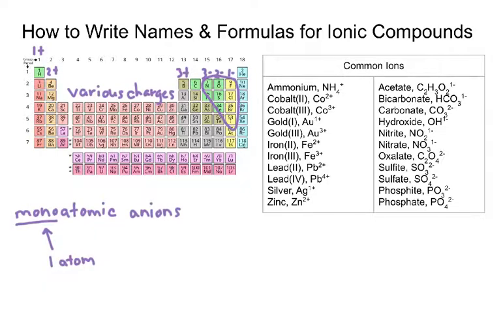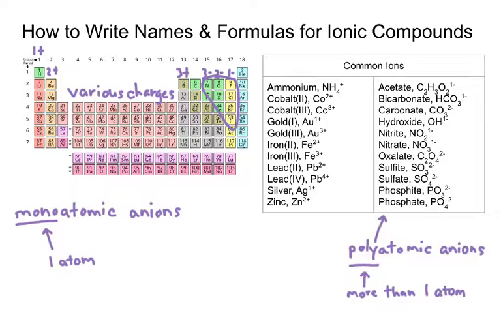These are called monoatomic anions because they're made of just one atom. In contrast, polyatomic anions will have more than one atom, and these can be found on a common ion reference sheet. Many polyatomic anions will contain oxygen, and they'll end in either ITE or ATE. ITE means there are fewer oxygens, and ATE means there are more oxygens. For example, nitrite has 2 oxygens, and nitrate has 3 oxygens.